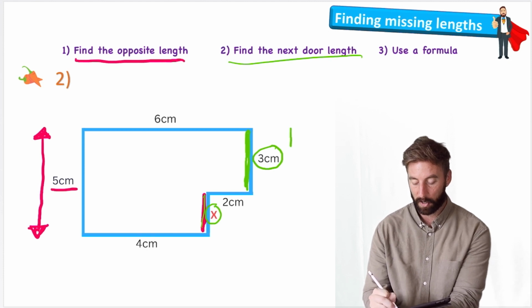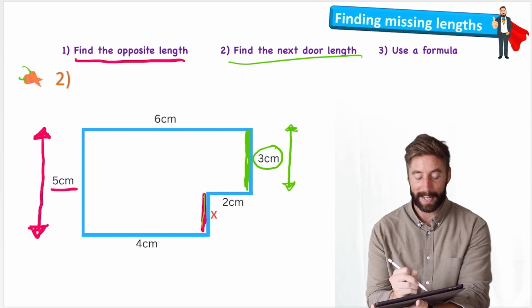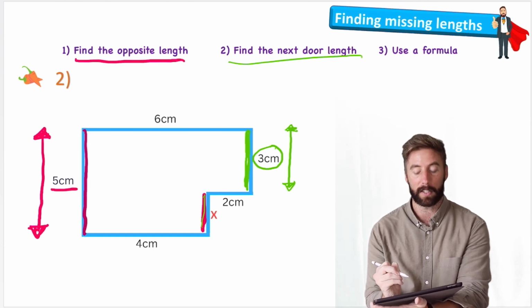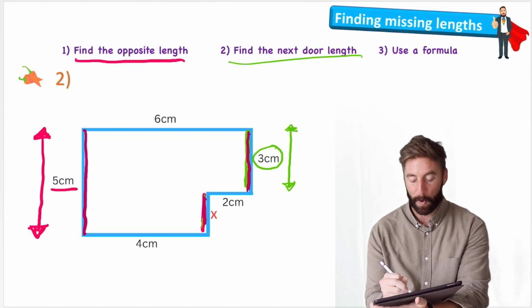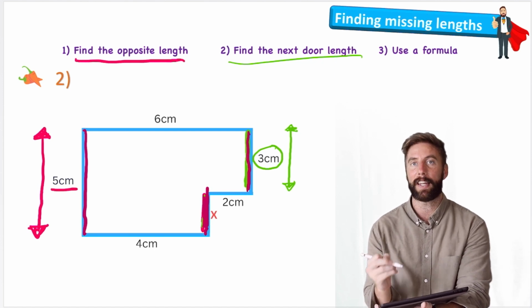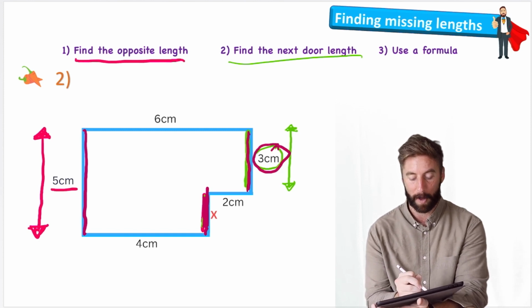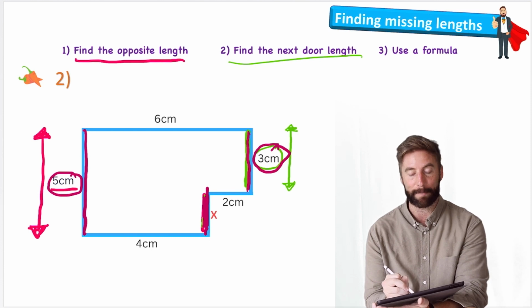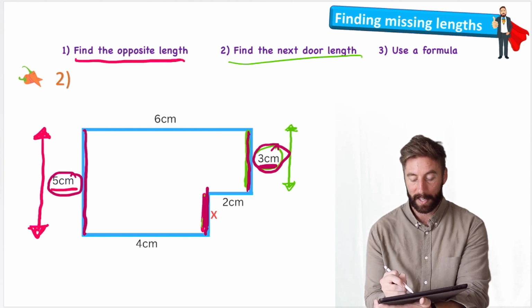So I'm going to use this length here. Okay, so let's think about what we know. This length here is 5 centimeters. This length here is 3. And this length here, where my x is going to be, is the difference between 5 and 3. Because if I subtract this 3 away from my 5, I'm going to get this missing length. Or to think of it another way, if I add my 3 to my x, I'm going to get 5.